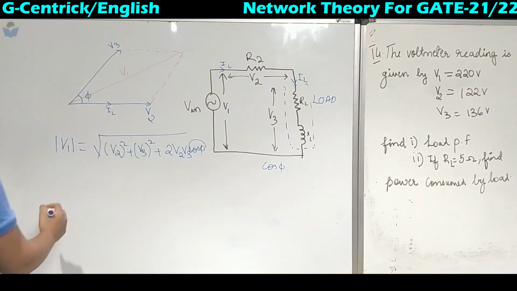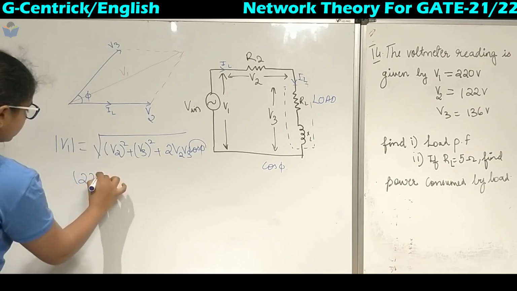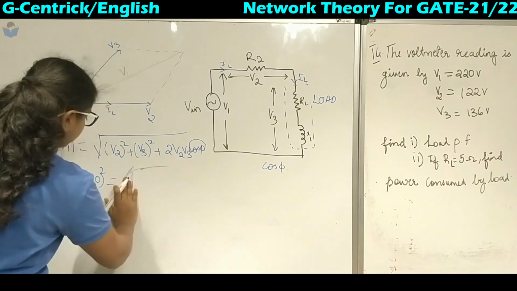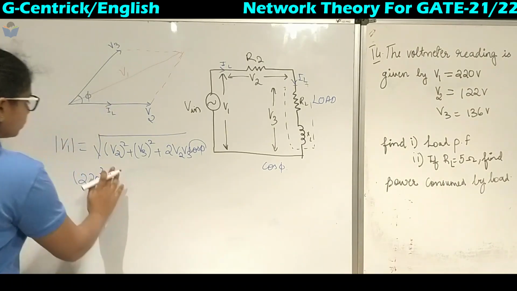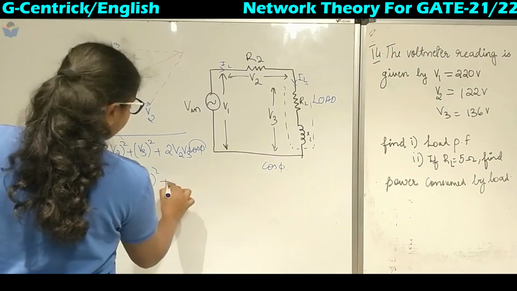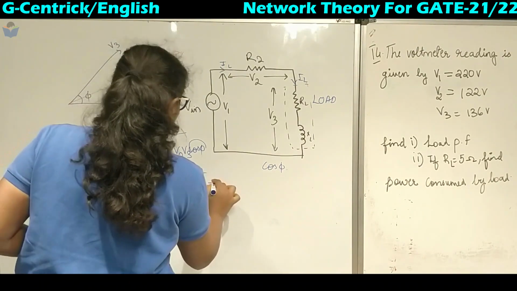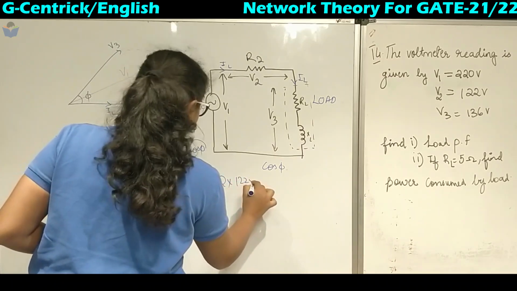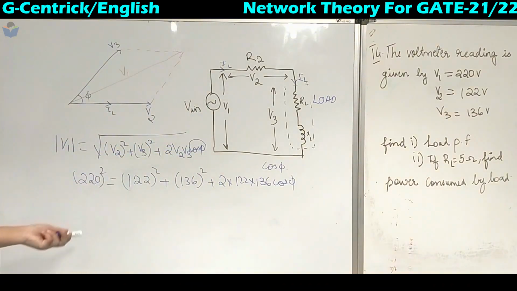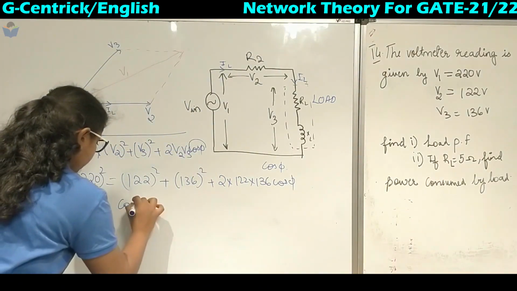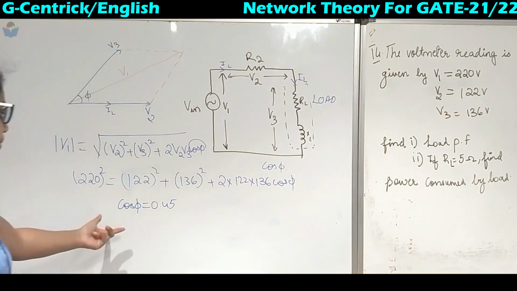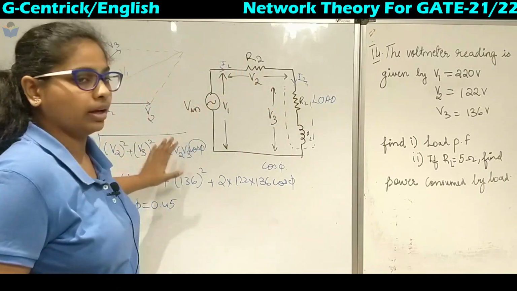So we will substitute whatever we have, and square both sides. So this is 220 square, the under root will not come. We have V2 as 122 square plus 136 square plus 2 into 122 into 136 cos phi. When you solve this, cos phi will come out to be 0.45. So this is the load power factor that we have got.